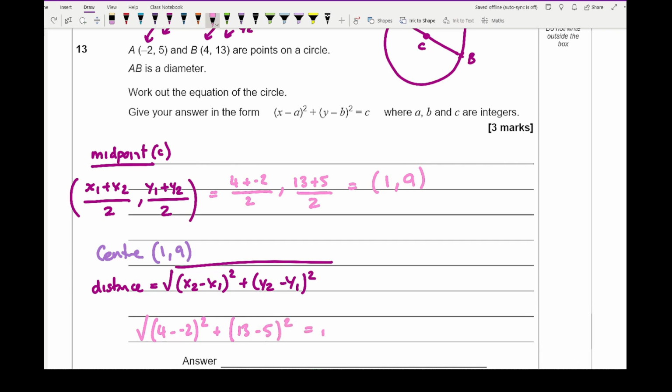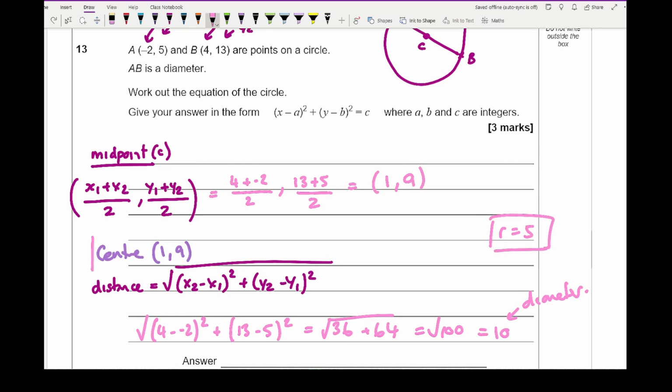If I simplify all of that, 4 minus minus 2 is 6, and 6 squared is 36. 13 minus 5 is 8, squared is 64. That's going to come up to the square root of 100, which is 10. So the distance between those two points is 10. So this is the diameter, which means the radius is going to be 5.